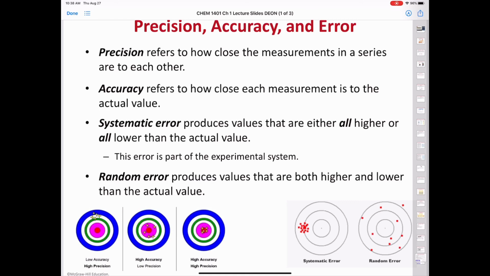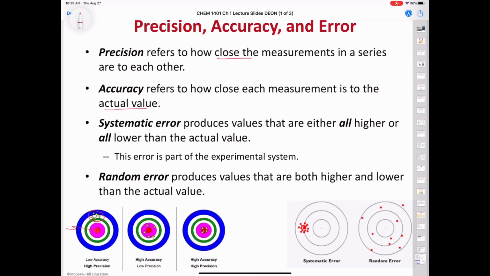to the actual value. Now you can see down here in the bottom left, I have a target, and you can see that somebody maybe shot an arrow at it or something, I don't know. But anyhow, you can see that the bullseye is here in the center, okay? The bullseye is in the center right there. And you can see that the person missed the bullseye, and so they weren't very accurate, right? They weren't very close to the actual value. They weren't close to the actual bullseye. But all the shots are very close to each other. They're in a very close group. And so since the shots are all close to each other, we say that the shooter had high precision but low accuracy.